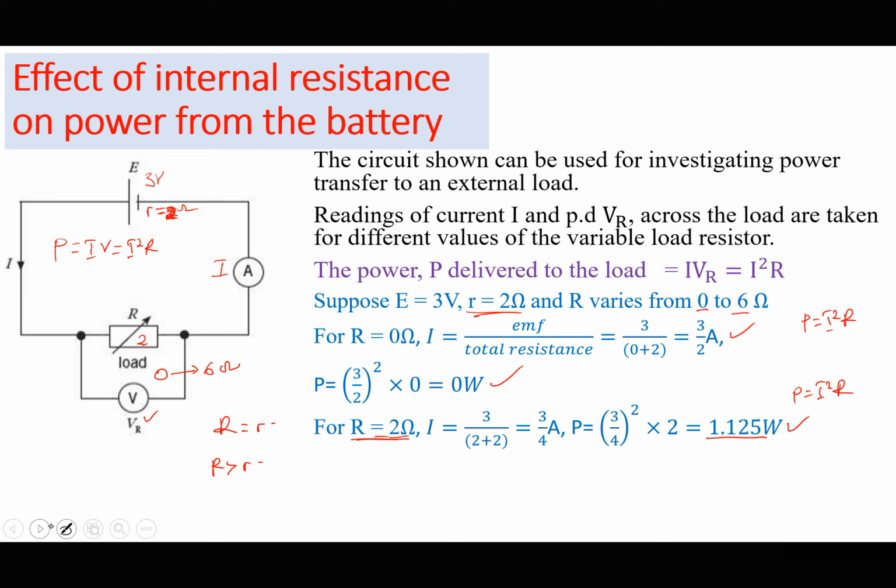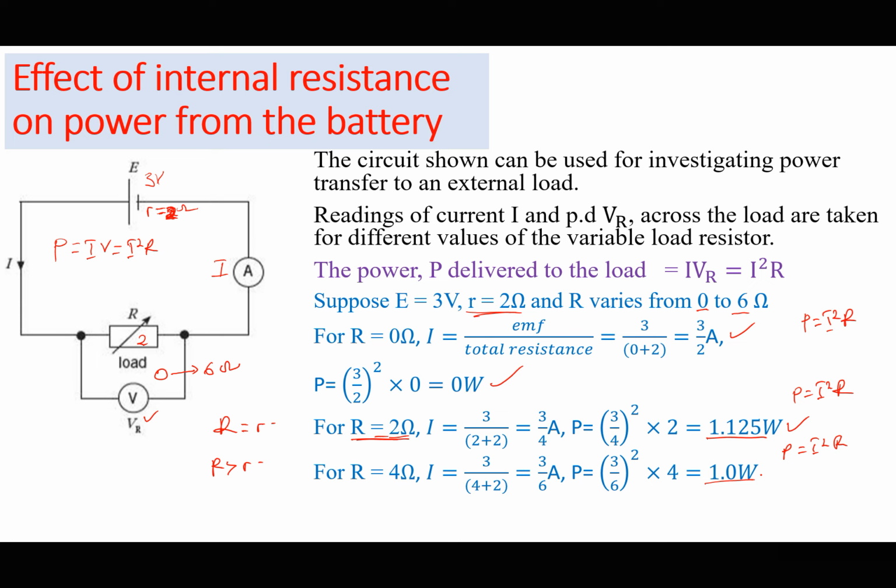Maybe let's check 4 ohms. If we use 4 ohms, the current will be EMF over total resistance, which is 3 over 6 amperes. When I substitute in power equals I squared R, the power will be (3 over 6) squared times 4, and this gives me 1.0 watts. You notice that this value is less than the first one. When the resistance is greater than the internal resistance, the power is less than the value when the resistance is equal to the internal resistance.